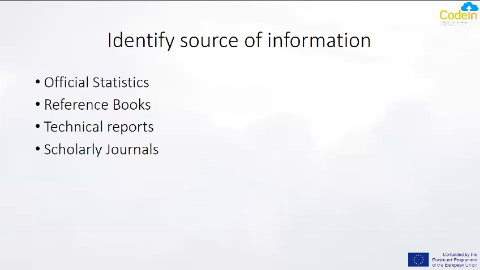Scholarly journals contain reports of original research written by experts in a specific field. Articles in scholarly journals usually undergo a peer review, where other experts in the same field review the article's content for accuracy, originality, and relevance.